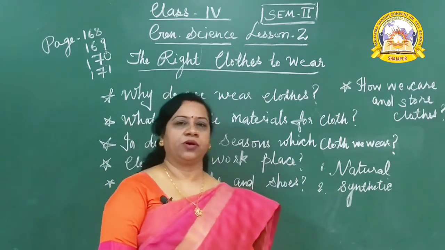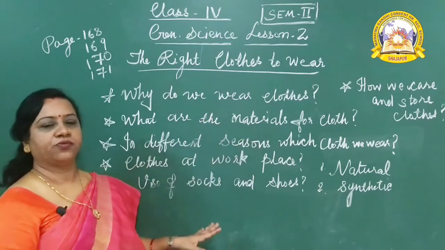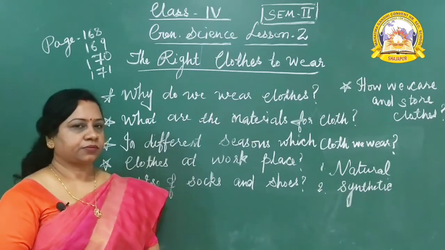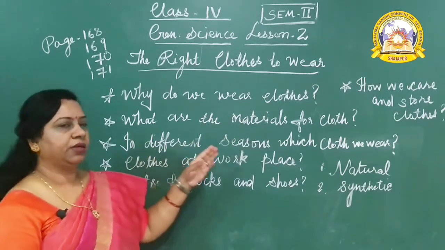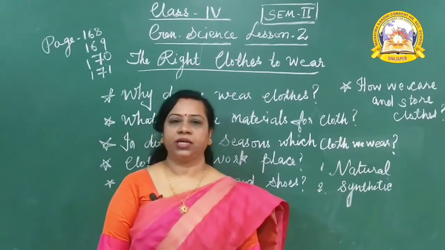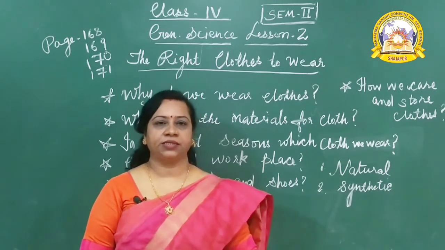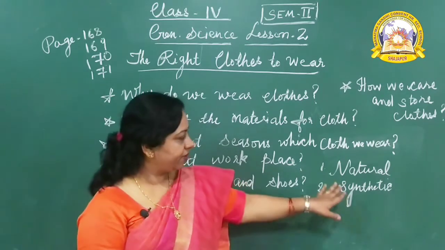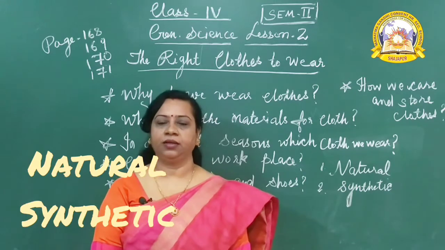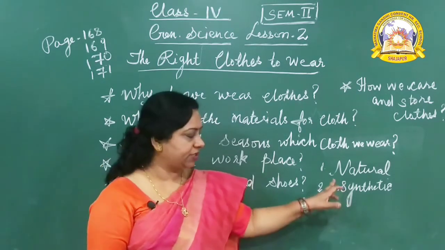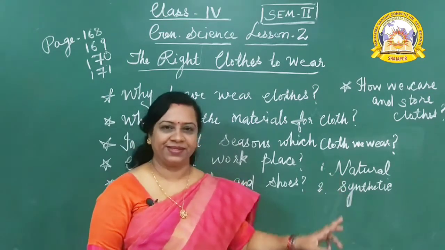So, now you come to know why we wear clothes. Because they protect us from so many things. Then what are the materials for clothes? There are two types of materials. First one is natural fibers and second one is synthetic. As the name suggests, what is the meaning of natural? Natural means we get it from nature, from plants or from animals.